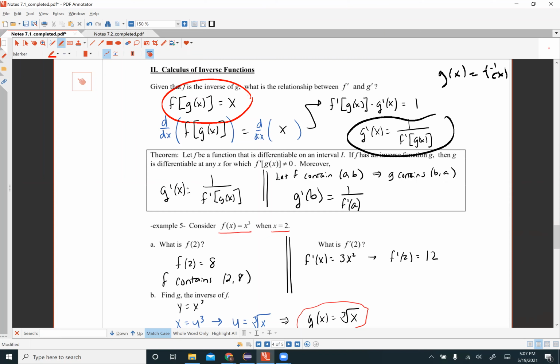Now use the chain rule. So f prime of g of x, and then you take the derivative of the inside, which is g prime of x, and the derivative of x is just 1. Now remember, g is the inverse of f, so just solve for g prime of x. The derivative of the inverse of f is 1 over f prime of f inverse of x.